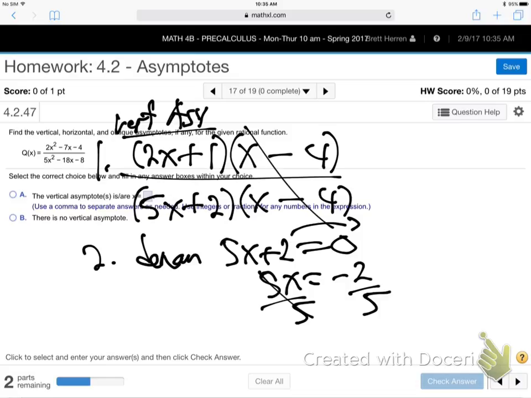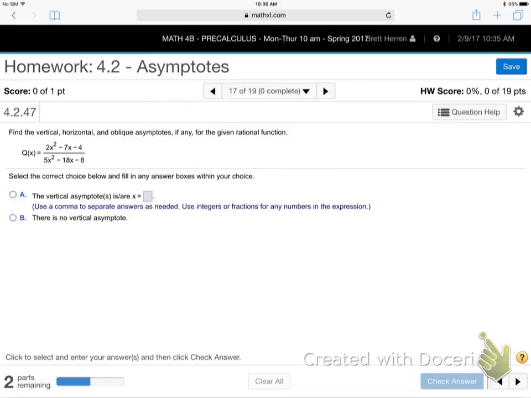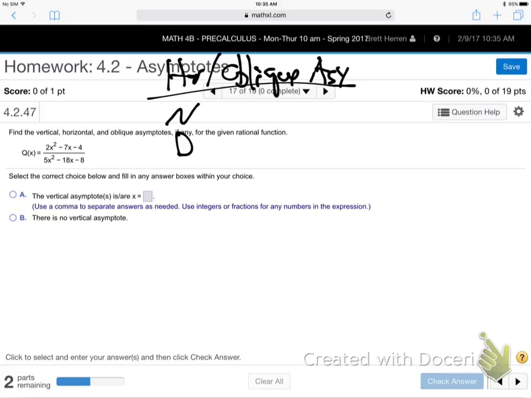I'll move ahead. And now let's find the vertical. No, that was a vertical. Horizontal, oblique asymptotes. All right, how do we do it? Numerator degree, denominator degree. Let me let you do it real quick.